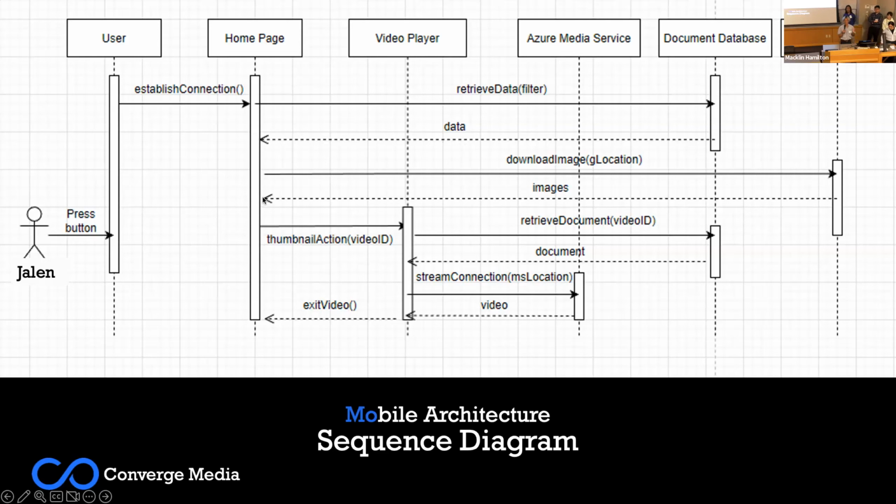And so when the app is fully loaded, Jalen can see all the content. He can click on one of the corresponding thumbnails to the video he wants to watch. So this would take him to the video page where he can watch the video. On load of the video page, there will be another call to our document database to retrieve the contents to display on this page. And then we will get the link to establish our connection to our media service, which Jalen would be able to use to watch the video in real time. After he's done watching, he can exit out of the video player and he will return back to the home page.